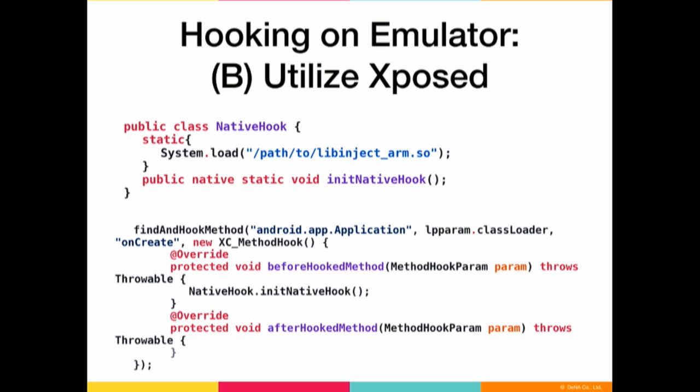After I completed my hooking framework by utilizing the convenient interface provided by Houdini, I realized that the key point to hooking on an emulator is to inject your ARM library into the target process. And being aware that Xposed already enables you to inject Java code into the target process, you can just take advantage of this feature to call System.loadLibrary in the target process. Note that the System.loadLibrary function will take care of the architecture-dependent native library, so you don't even need to know how Houdini works.